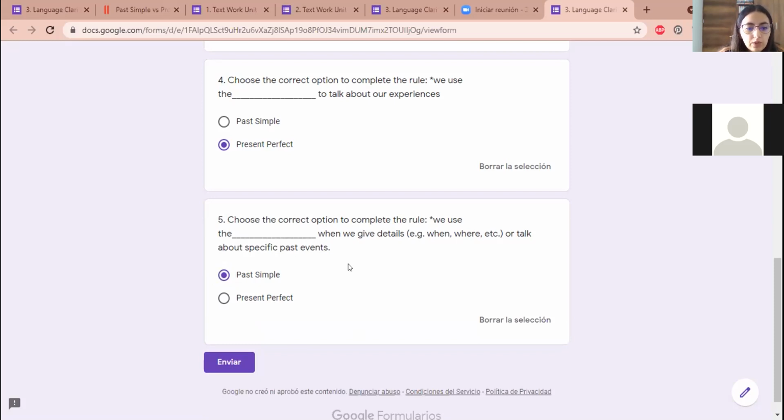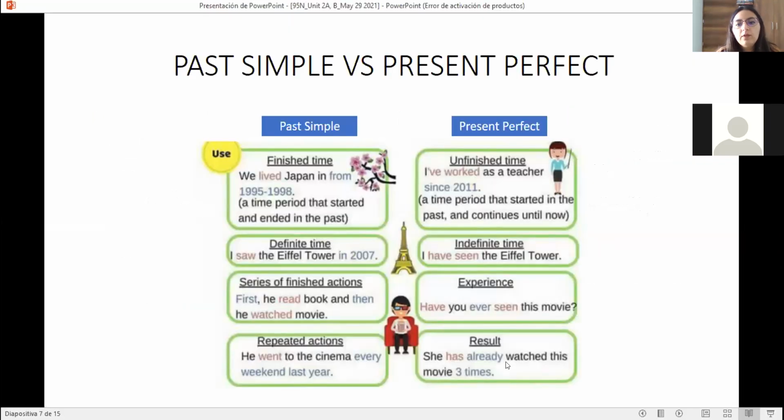So let me share with you a small presentation I prepared for you for this topic. I hope everybody can see the presentation on the screen. Here you have the difference between these two tenses, past simple and present perfect. How do you know, or how can you recognize that you have a past simple sentence?